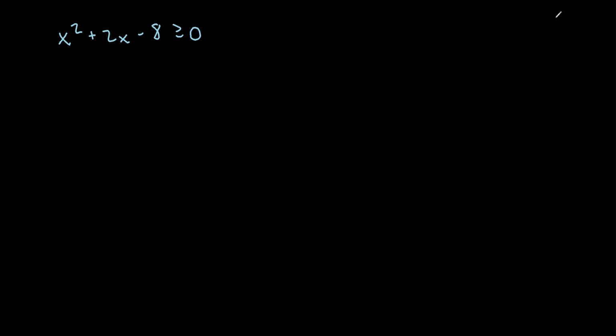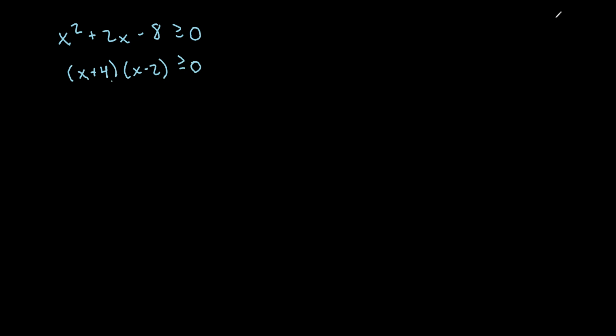So the way that we can do that is we can first factor this left-hand side. So we want to think, what values multiply to negative 8 and add to 2? So that would be a 4 and a negative 2. So we can rewrite this left-hand side as x plus 4 times x minus 2. It's greater than or equal to 0.